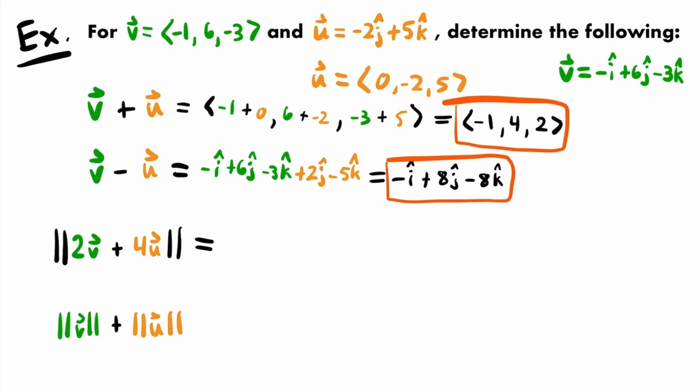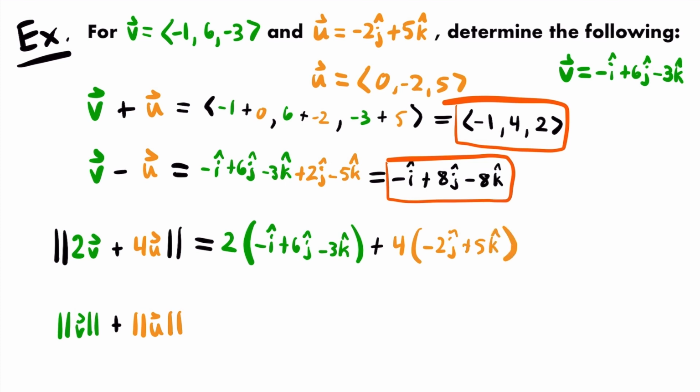First, we need to work on the scalar multiplication here, multiplying 2 by v and 4 by u. And I'm going to work with my vectors in the standard unit vector notation. So we're going to have 2 times vector v, which is right here. So we have negative i plus 6j minus 3k. And then we're adding that to 4 times vector u, which is negative 2j plus 5k.